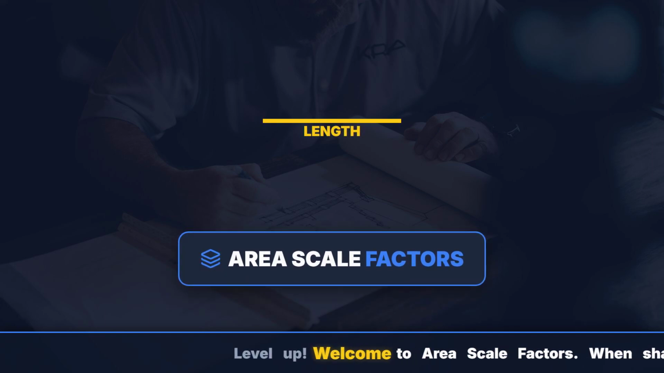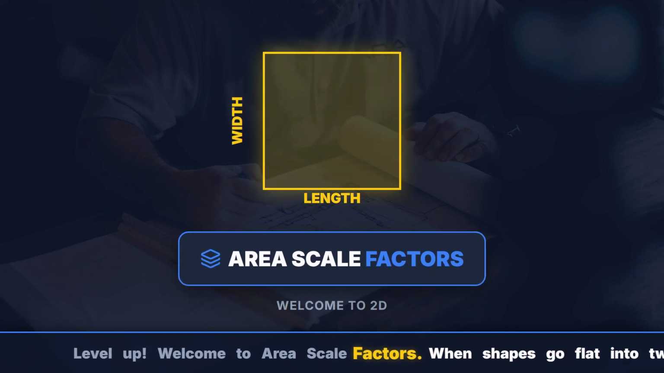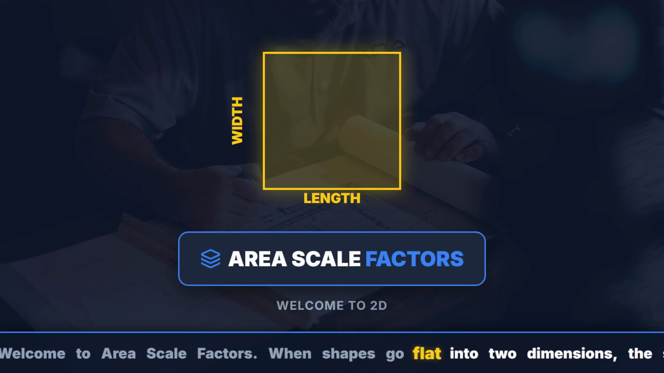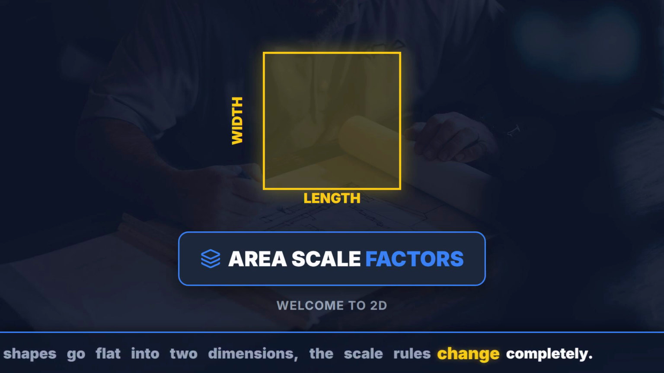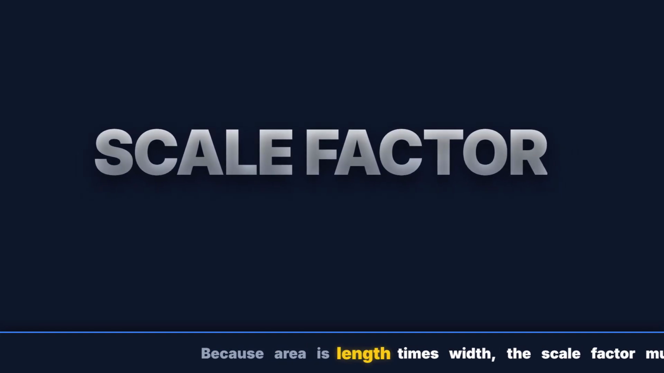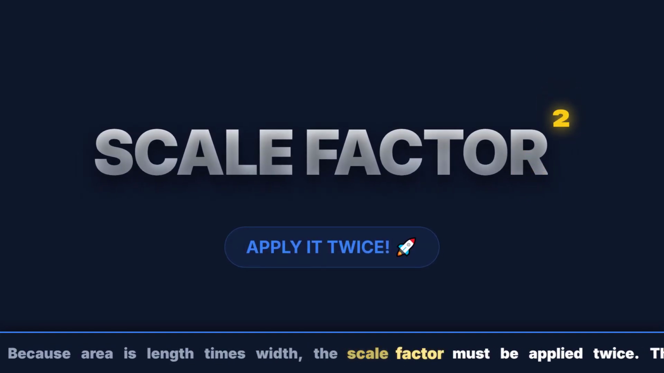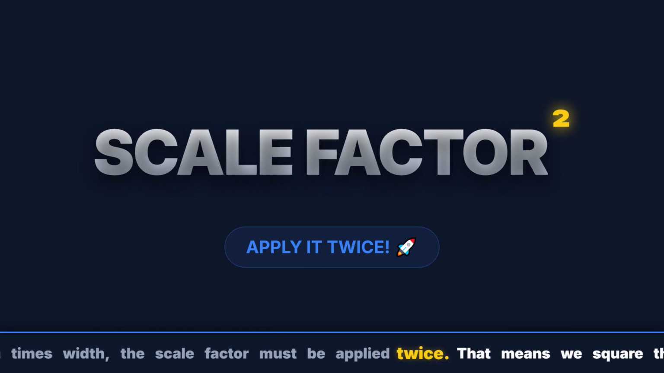Level up. Welcome to Area Scale Factors. When shapes go flat into 2 dimensions, the scale rules change completely. Because area is length times width, the scale factor must be applied twice. That means we square the scale.